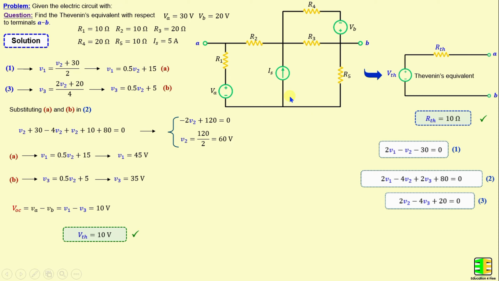So this circuit can be simplified with respect to terminals A and B with a 10 volt voltage source in series with a 10 ohm resistor. After completing the calculations, I perform a simulation using SPICE to verify our results. Now let's proceed to the SPICE environment.